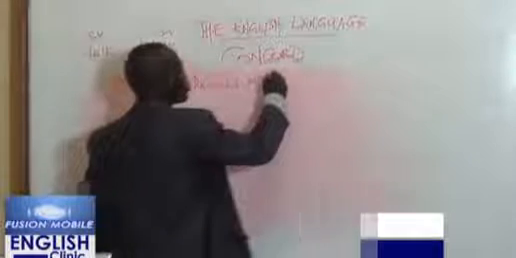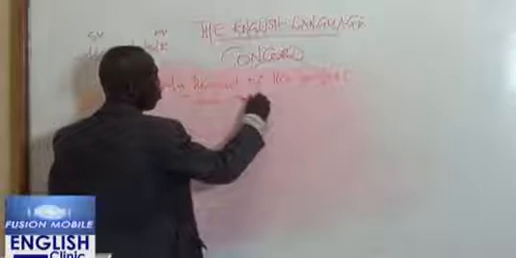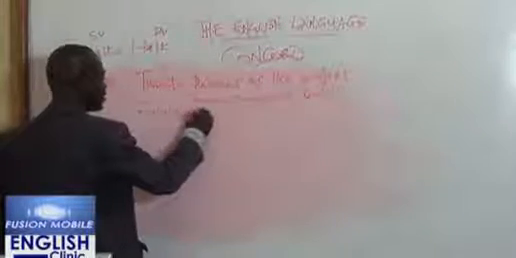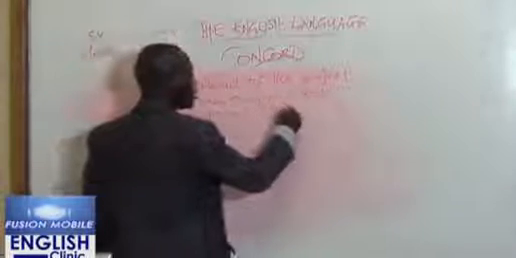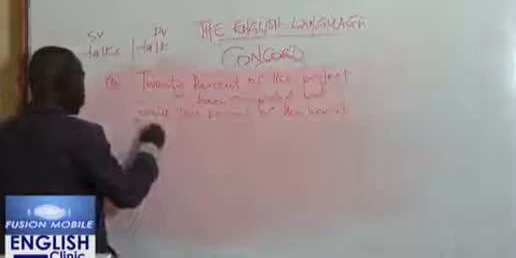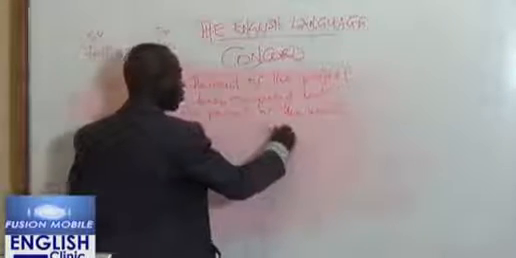Let me give us an example. 20% of the project dash being completed, but only 10% of the hostel blocks dash ready for use. Now I want us to look at this very important example: 20% of the project dash being completed, but only 10% of the hostel blocks dash ready for use.